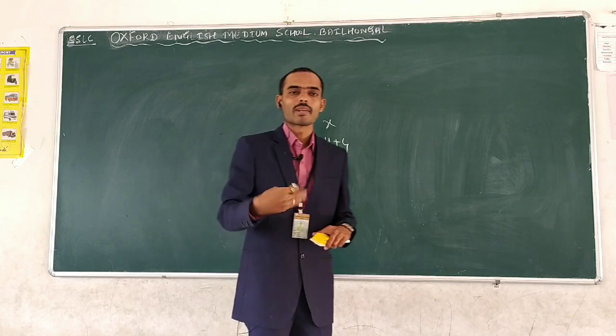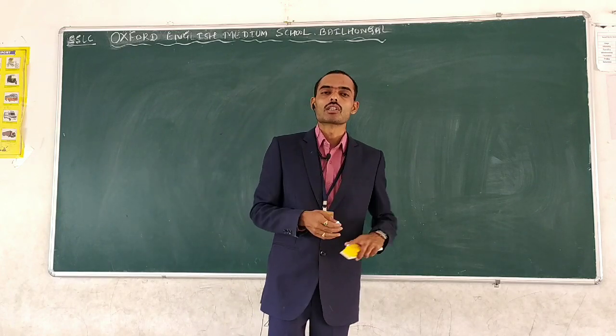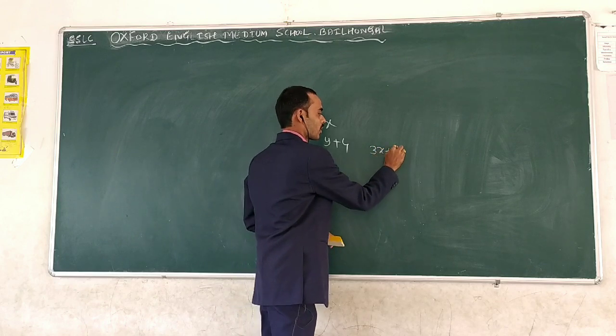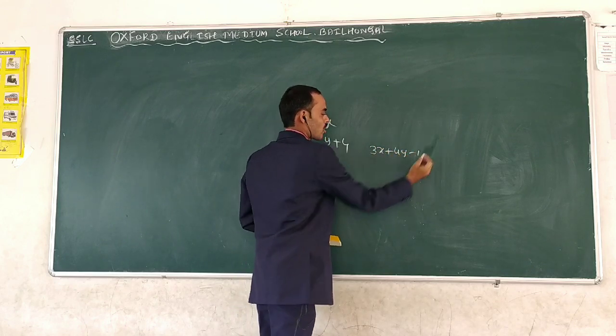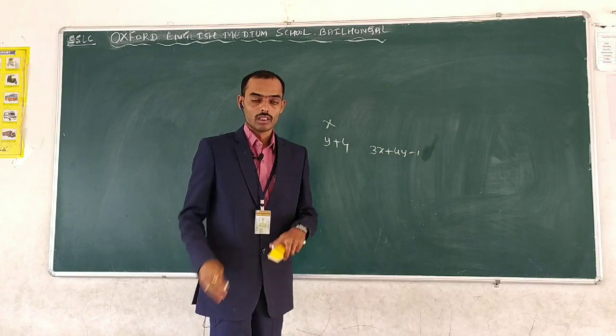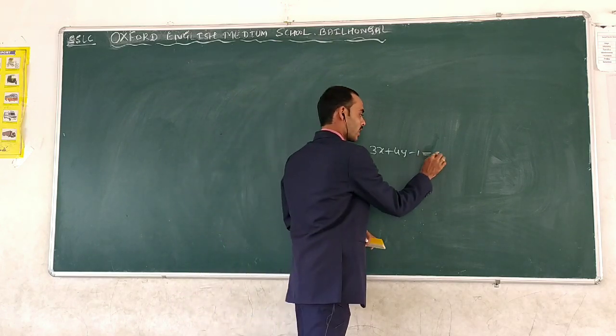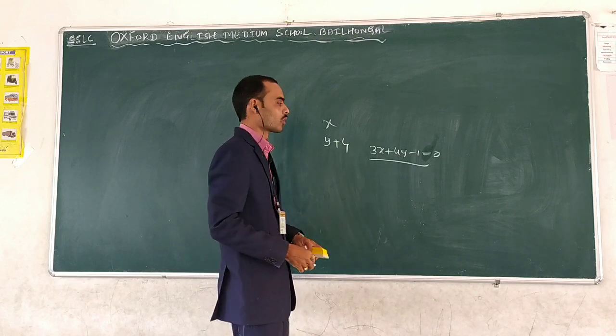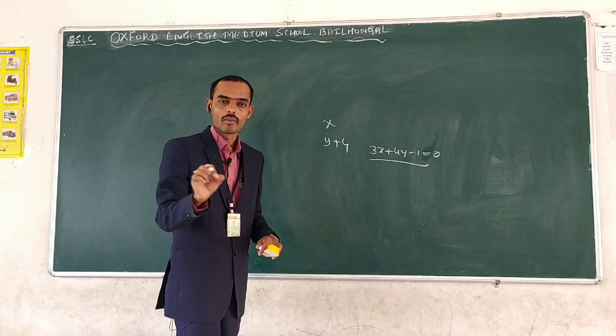Next, trinomial. The algebraic expression having three terms is called what? Trinomial. For example, 3x plus 4y minus 1, this is an algebraic expression. If we equate it to 0, then it is called what? Algebraic equation. Okay. So, these are the monomial, binomial and trinomial.